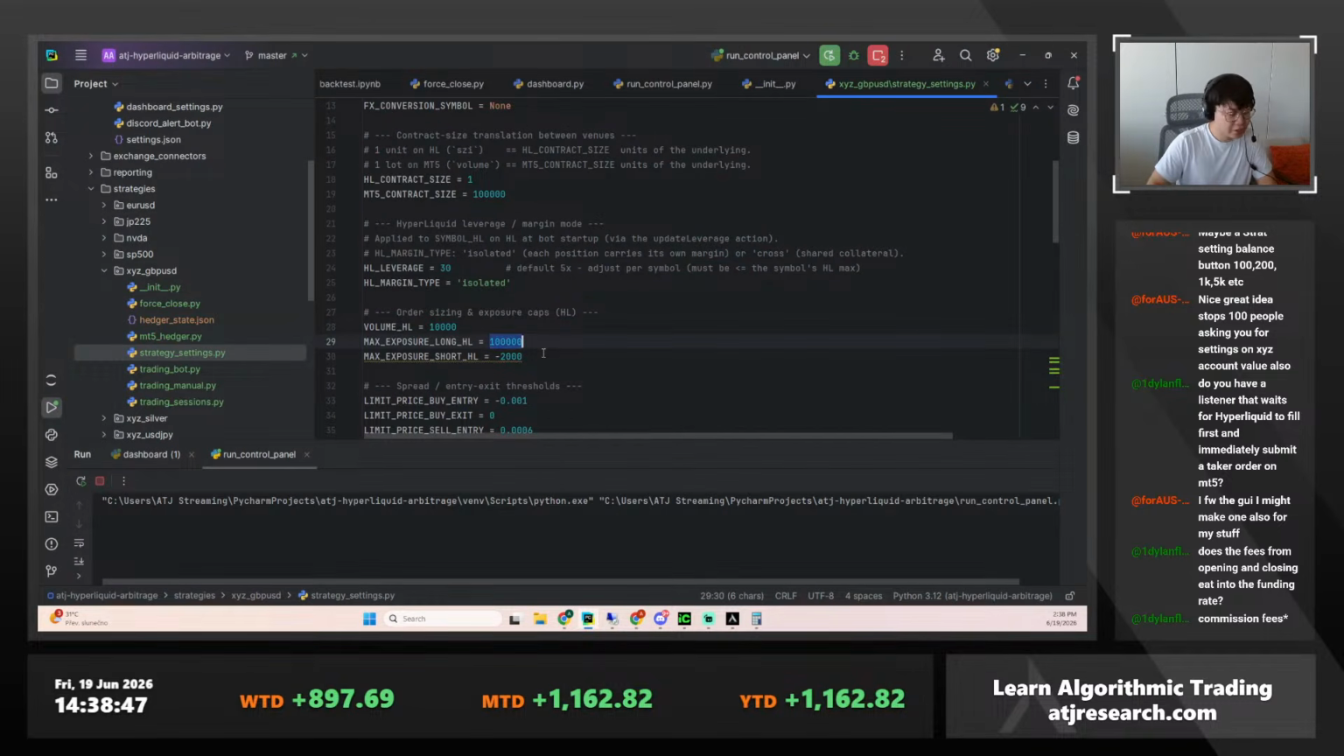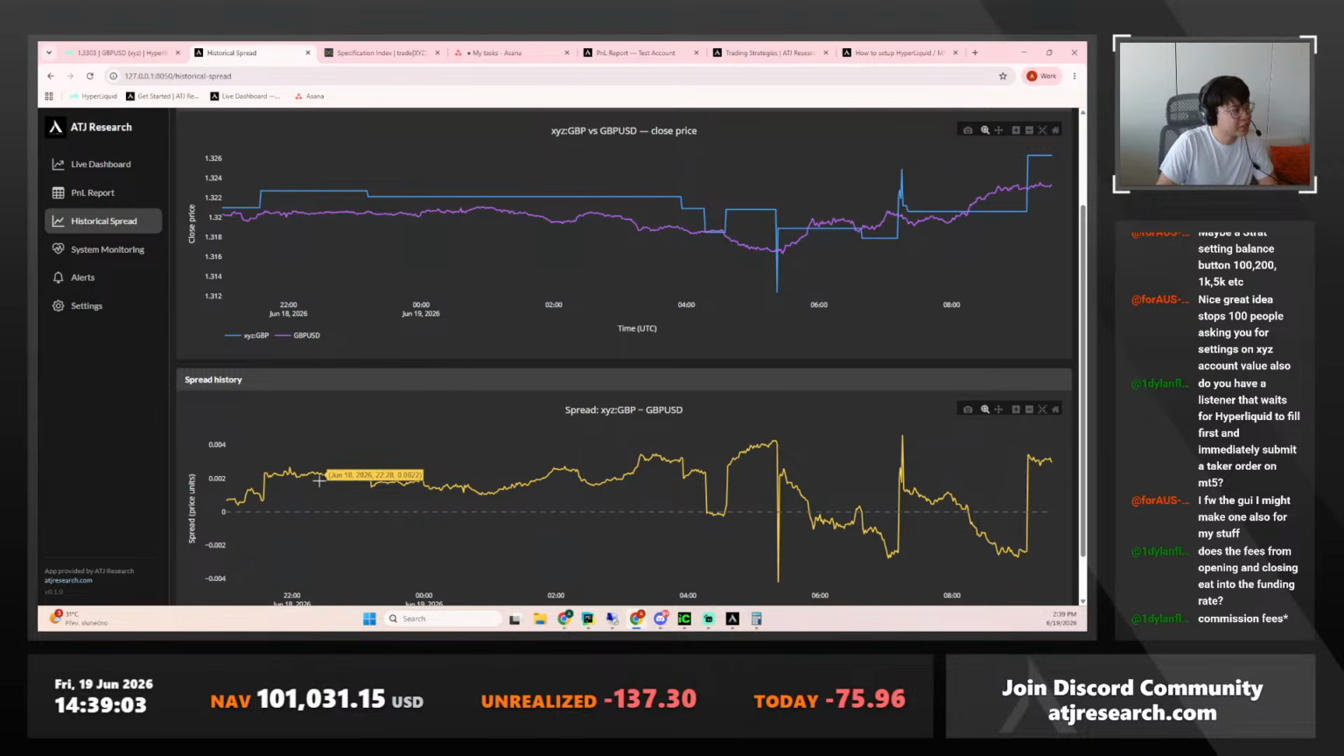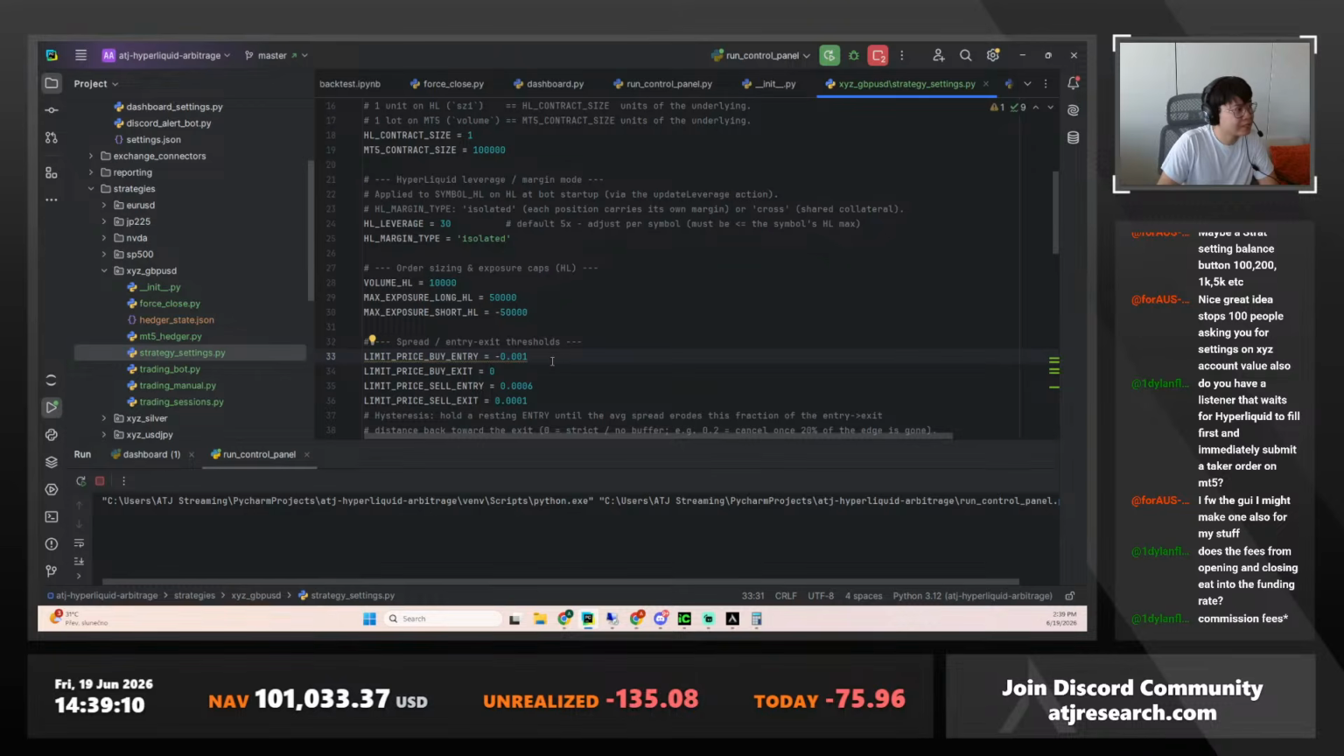Okay, let's continue. Actually, I realized we can have a position size of up to 50K. My small account can actually work with this amount. So here is 50K. Let's look at our analysis in our historical spread. We said that we can sell at 0.02, right? So we can do that. So we're going to sell at or buy at minus 0.02. We're going to exit at 0. Then we're going to do sell entry at 0.02. And then we can again exit at 0.